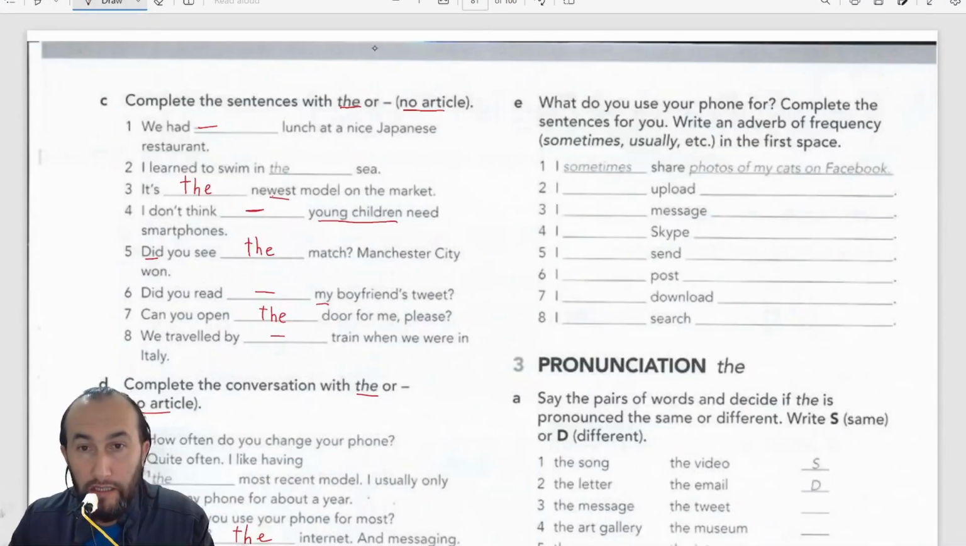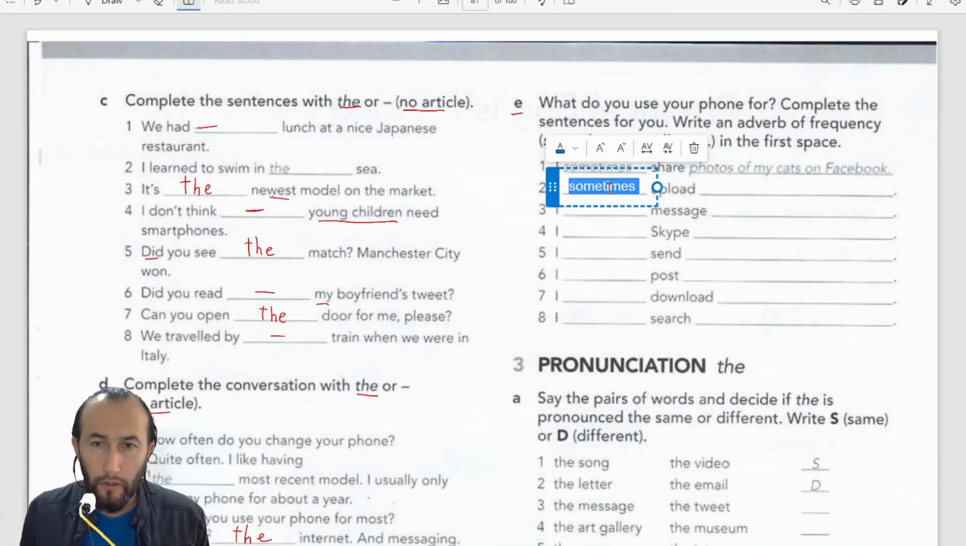Okay, so exercise E is asking us, what do you use your phone for? Complete the sentences for you. Write an adverb of frequency, sometimes, usually, etc., in the first place. For example, I sometimes share photos of my cats on Facebook. All right, so we're going to do that.